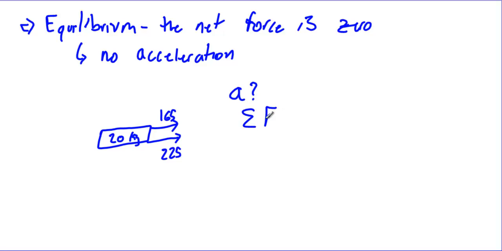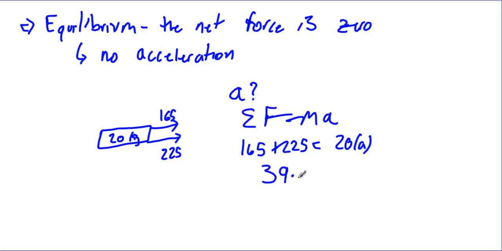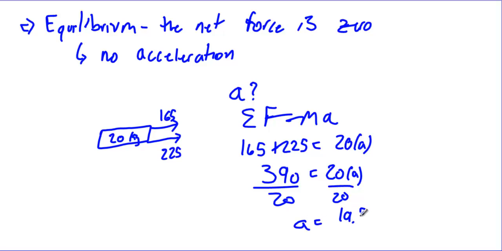Well, then I can use Newton's second law, which is net force equals mass times acceleration. So I take 165 plus 225 equals 20 times a. So 390 equals 20a. Divide by 20, divide by 20, and a equals 19.5 meters per second squared. That's the acceleration. So this canoe would actually start to go pretty fast. I doubt that's a realistic situation, but there it is. That's Newton's second law, and it'll get more complicated when we start adding more forces, but we're going to keep it pretty simple for now.